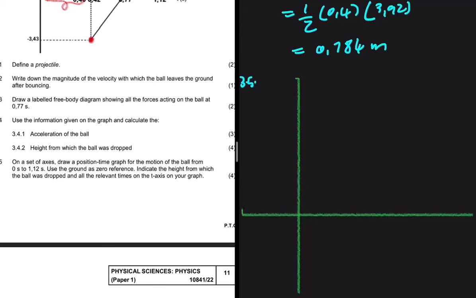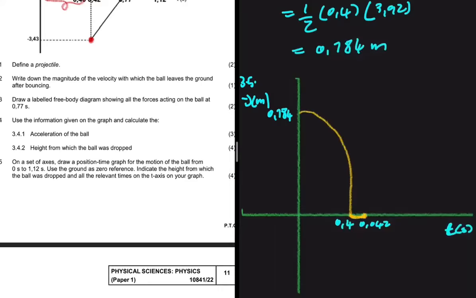We can say that this is y in meters and this is time in seconds. So our maximum height where our ball was dropped, that is 0.784, and we strike the ground after 0.4 second. We're in contact with the ground for 0.02, so we leave the ground at 0.42 seconds. So let's just plot that first before we carry on. If we connect those two, we should have something like this.